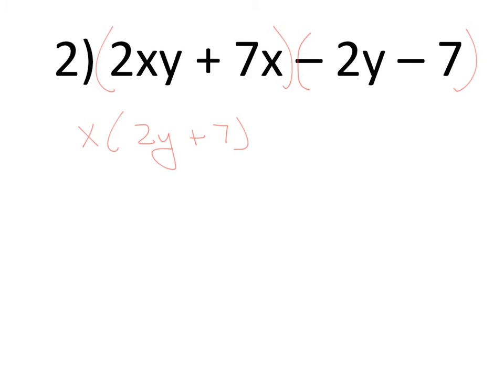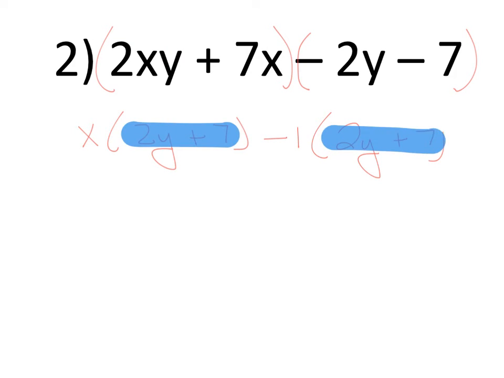If I look up here, signs are going to be a problem. I have a -2 and a -7, but down here I have positives, okay? So to fix that, when negatives are an issue, I'm going to pull out a -1. And so that'll flip my signs over to a positive 2y and a plus 7. Now my insides match, which is what I'm looking for, okay?